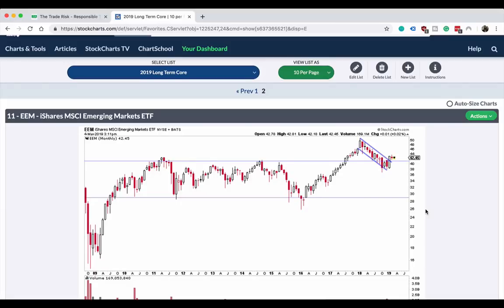I like EEM as long as it can hold above, call it $40. It looks constructive to me if it can hold above $40 and start to resume its trend to the upside. I think it's an interesting place to be and think about for the bigger picture.